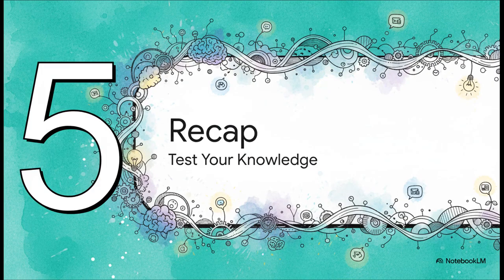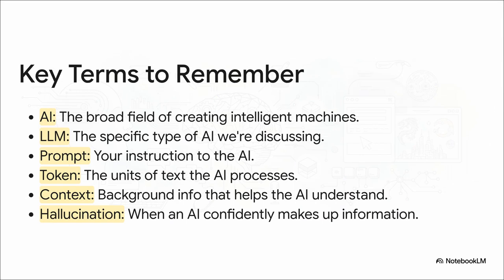Okay, quick recap. Let's go over the key ideas one more time that'll help you become a much better prompter. So let's lock these in. AI is the whole big field. The LLM, that's the specific engine we're using. The prompt is your command. Tokens are the text building blocks for the AI. Context is that crucial background info you provide. And here's one to really watch out for: hallucination. That's when the AI, because it's just trying to predict the next word, confidently just makes something up. Remember, it's a pattern matcher, not a fact checker.